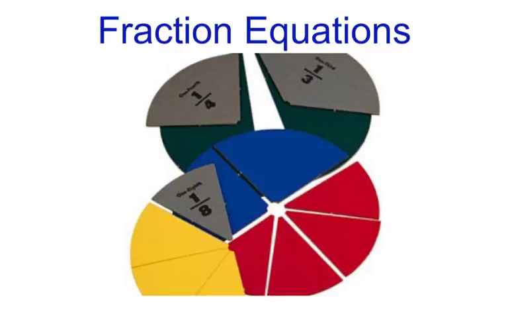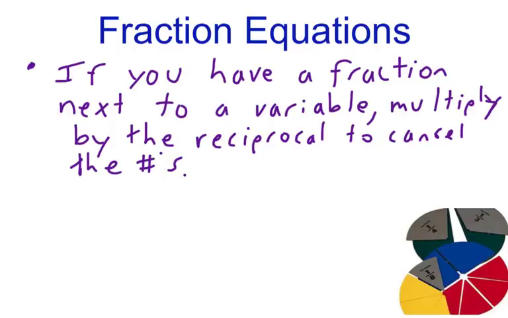Alright, we're going to take a look at fraction equations. Don't get all intimidated. We're going to make them pretty simple. Alright, please jot this down. If you have a fraction next to a variable, multiply it by the reciprocal to cancel the numbers. And recall, reciprocal means when you just take the fraction and you flip it.